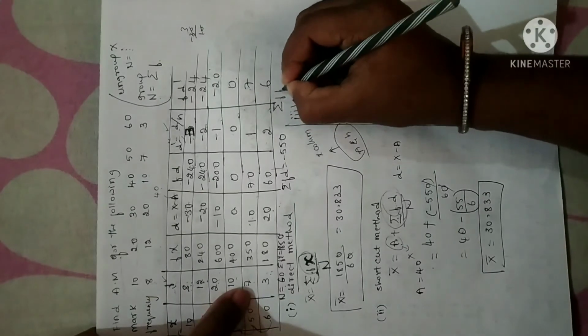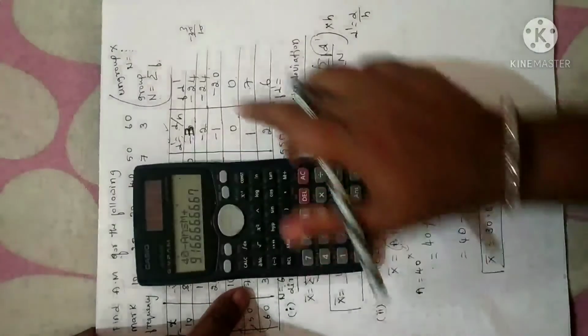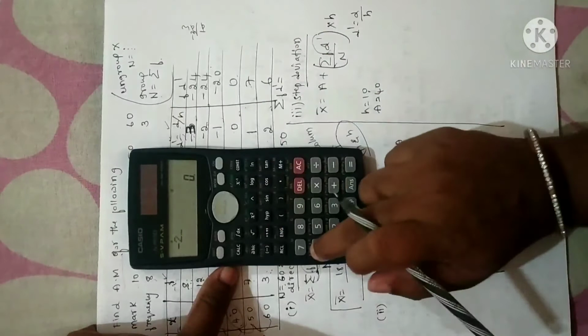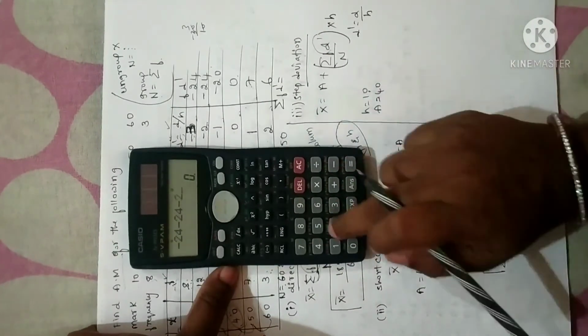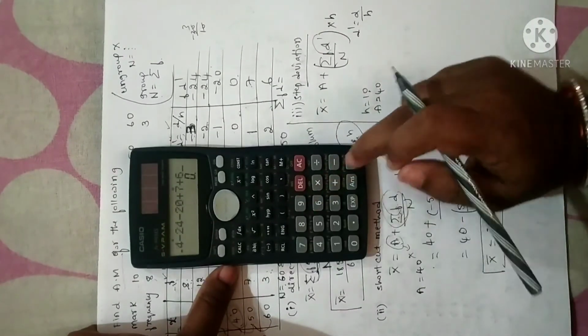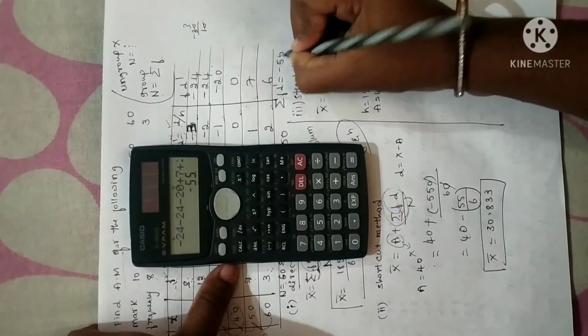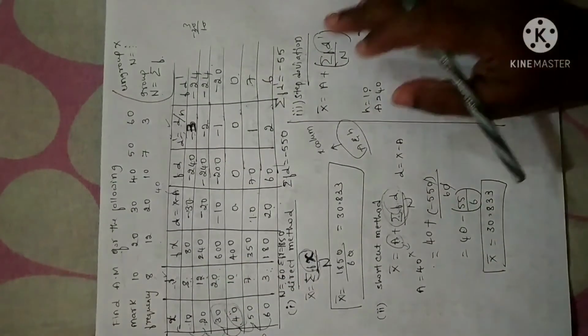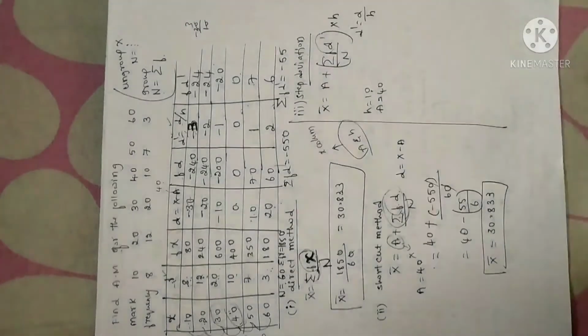Now I am going to calculate sigma f d'. Sigma means I am going to add all these: minus 24, minus 24, minus 20, plus 7, plus 6. So after adding you will get minus 55. Clear? So I have obtained the sigma f d' value.